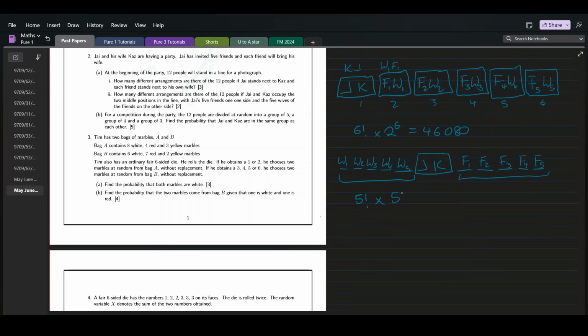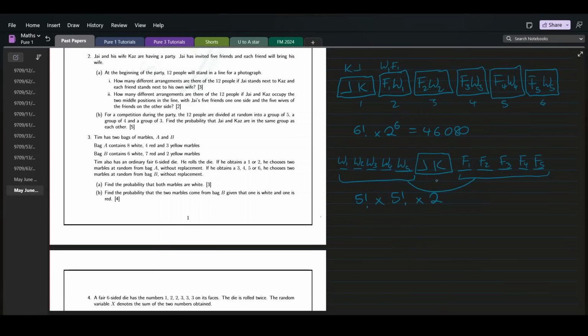That's also 5 factorial. And then notice that they have not specified that the wives should be on the left hand side of J and Kaz and the friends on the right hand side. So that means we could actually swap these two so that the friends are on the left hand side and then the wives on the right hand side. For that reason, we have to multiply by 2.